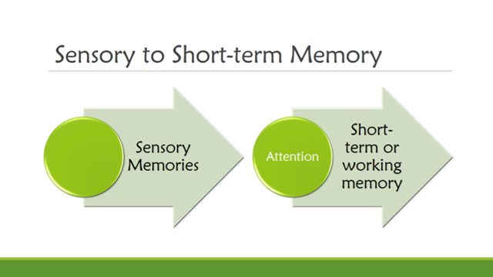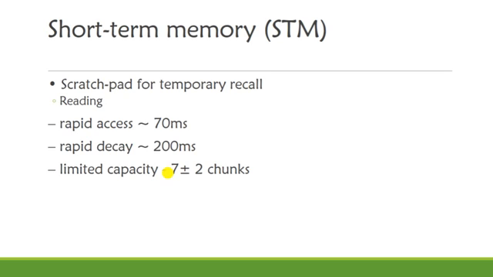Information received by sensory memory is quickly passed to a more permanent memory store, or overwritten or lost. If information is not passed from sensory memory to short-term memory, then it is overwritten or lost. It is also important that we talk about short-term memory. Short-term memory, or what we know as working memory, acts as a scratchpad for temporary recall of information.